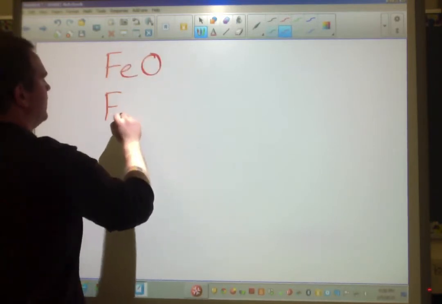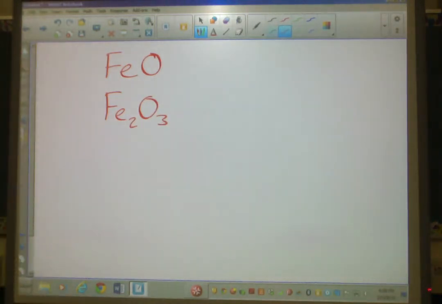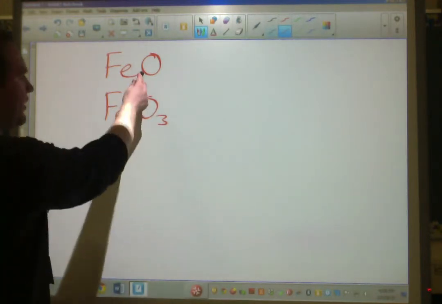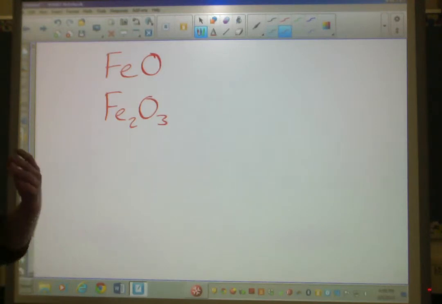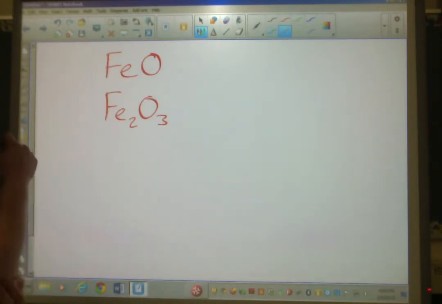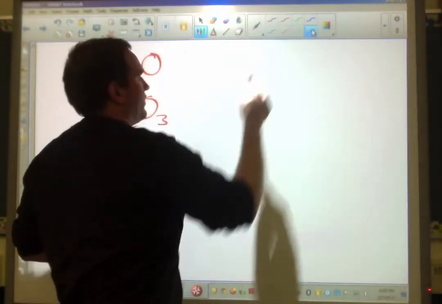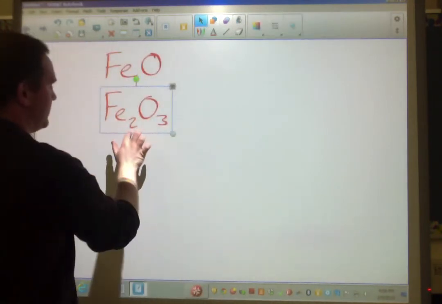FeO, Fe2O3. These are two common formulas you're going to see. Now, if we didn't do this Roman numeral step, I would just call this iron oxide, and I would call this iron oxide, but I can't do that because a formula or a name has to have a specific thing it refers to. So we need to be specific. So let's talk through what these charges are going to be.